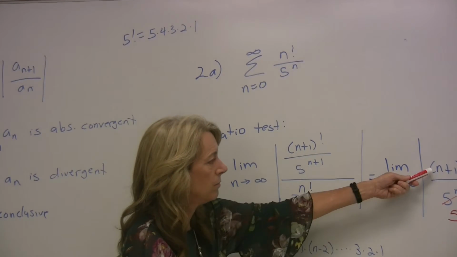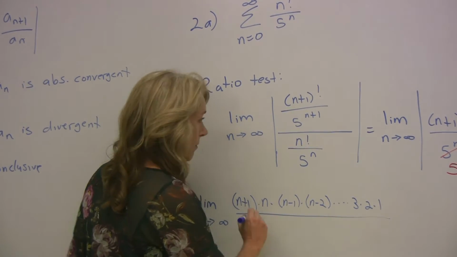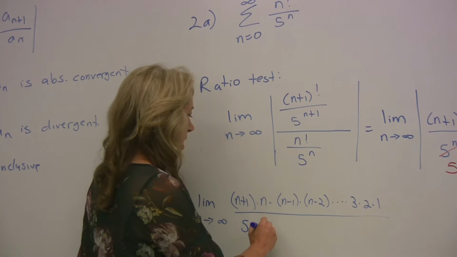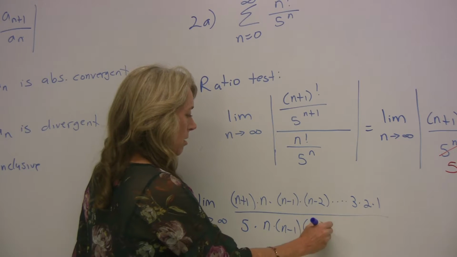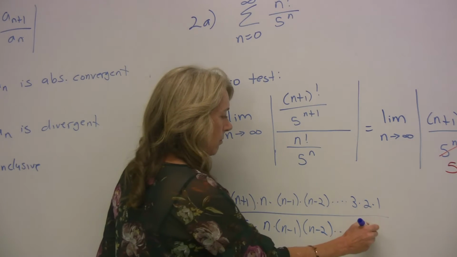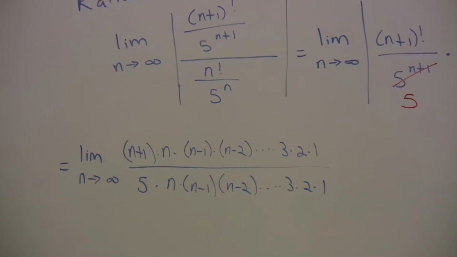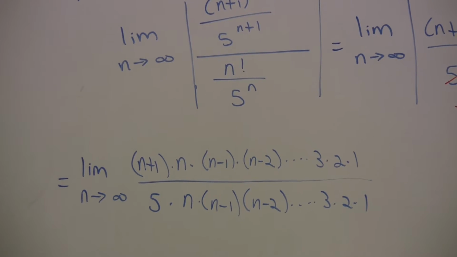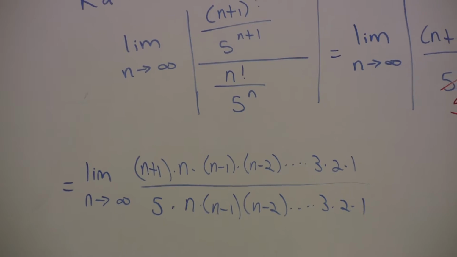So that's this part. Here's my 5. N factorial means start with n, subtract 1, subtract 1, keep doing that till I get down to 1. You do not have to write these all out. I'm doing it for those of you who aren't real comfortable with factorials. What happens here? And factorial is cancelled.